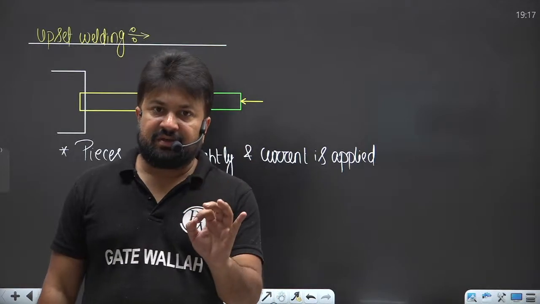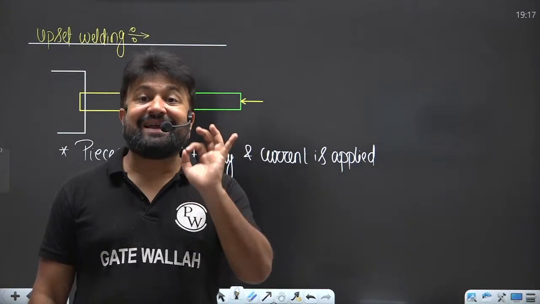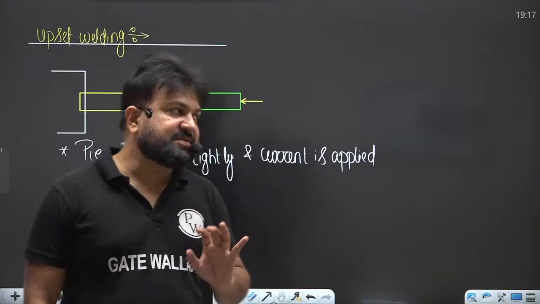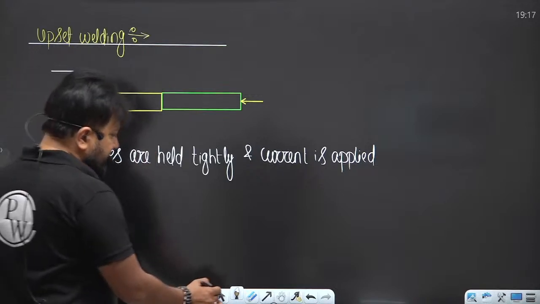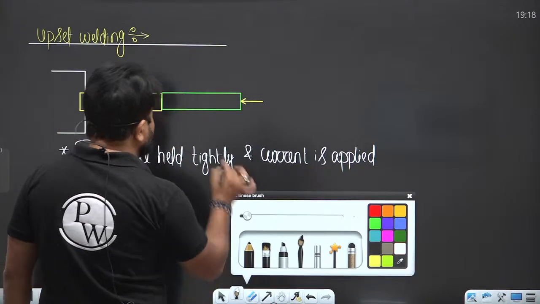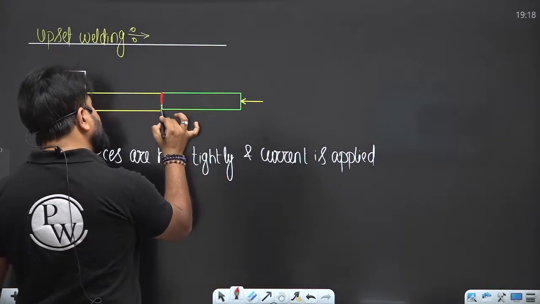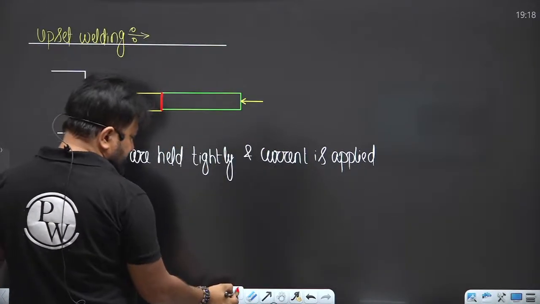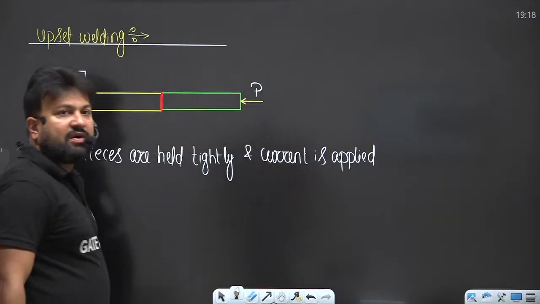Due to pressure, joints get slightly upset, right? And hence, its name is upset. Here, current is going to be applied, right? Here, current is flowing. So, at the interface, the heat is going to be generated. Now, you applied the pressure also.